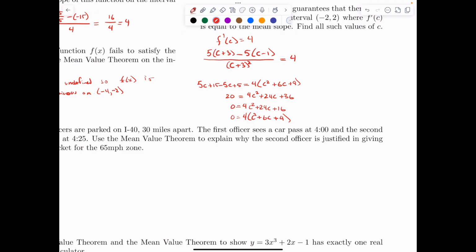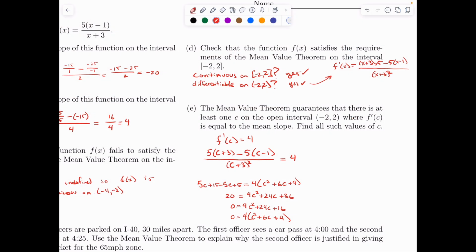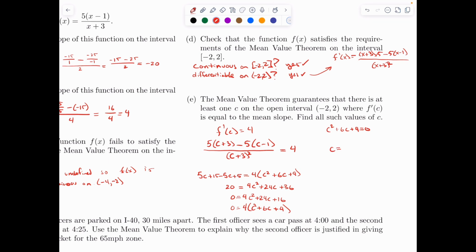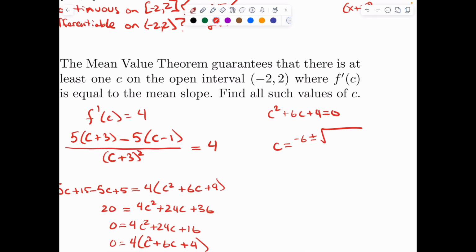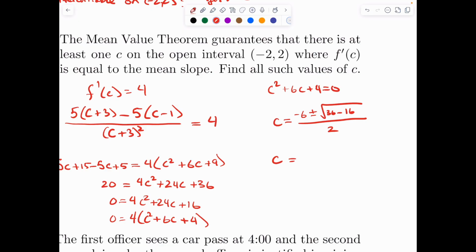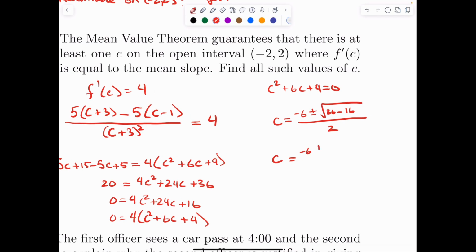That doesn't factor. Time to pause. All right, so I just wanted to make sure I had done everything correctly. I did. So the last bit here is kind of painful because this doesn't factor, and so we want to solve this. 4c squared plus 24c plus 16 equals 0. So I'm going to have to use the quadratic formula. Negative 6 plus or minus the square root. Hopefully you know this formula. b squared minus 4ac over 2a. And so this thing ends up being negative 6 plus or minus the square root of 20 over 2.